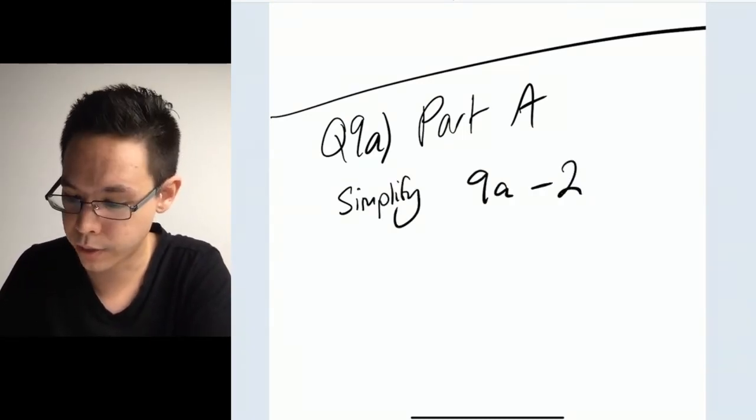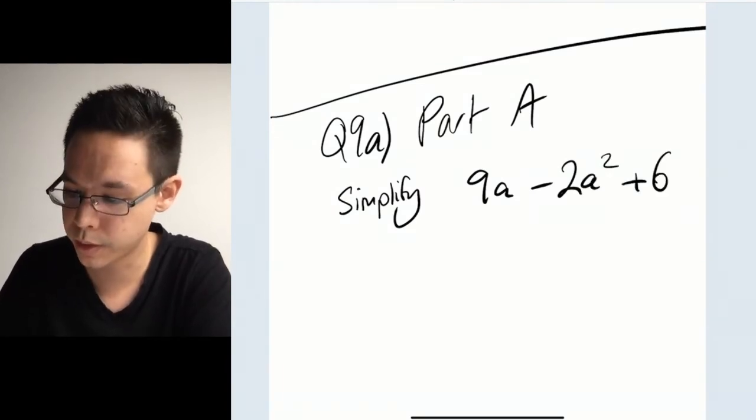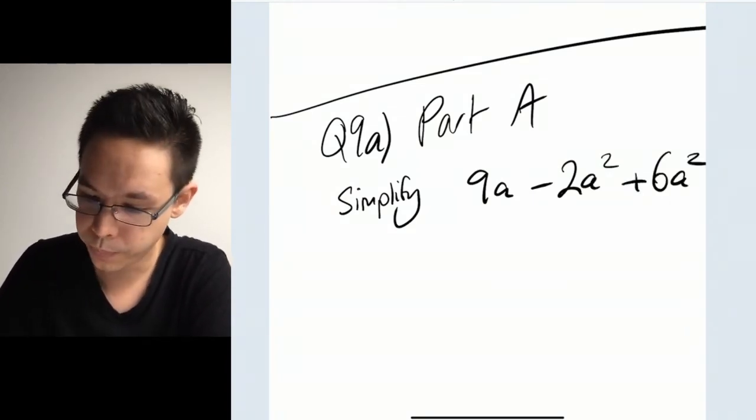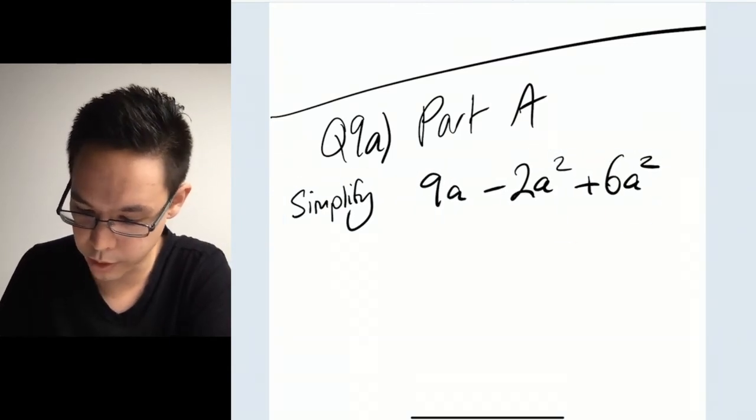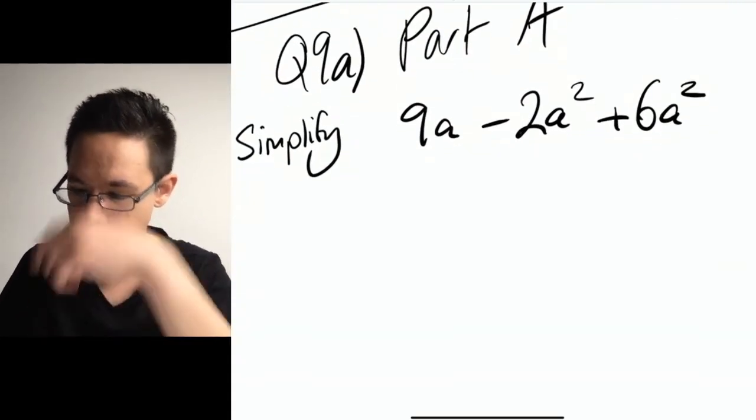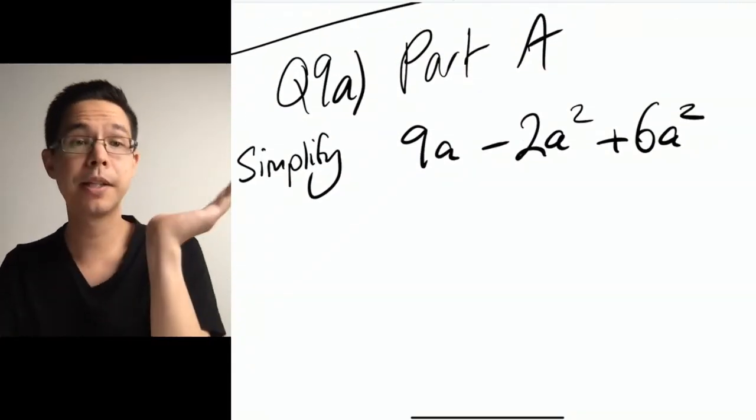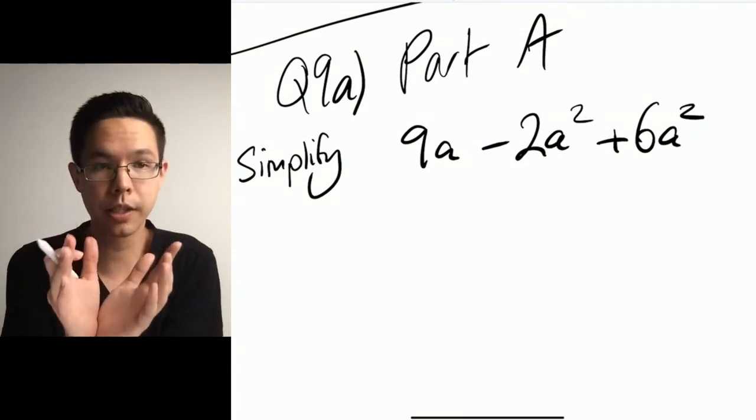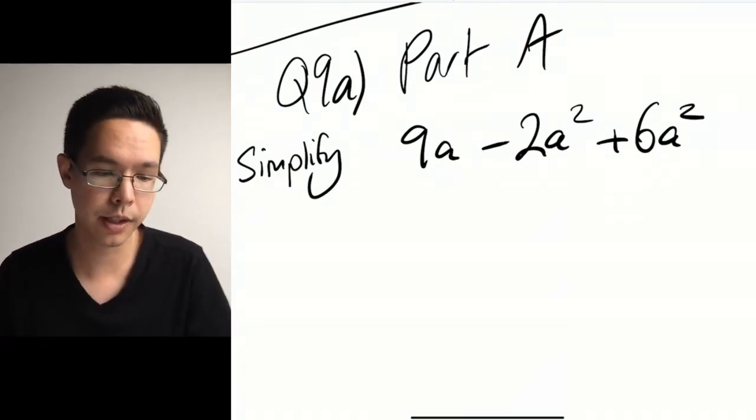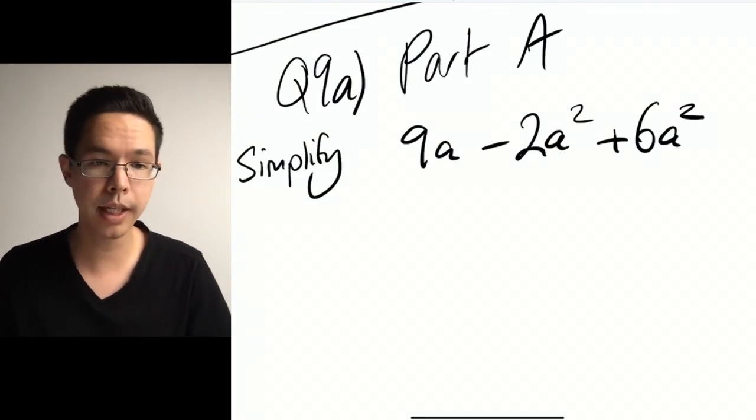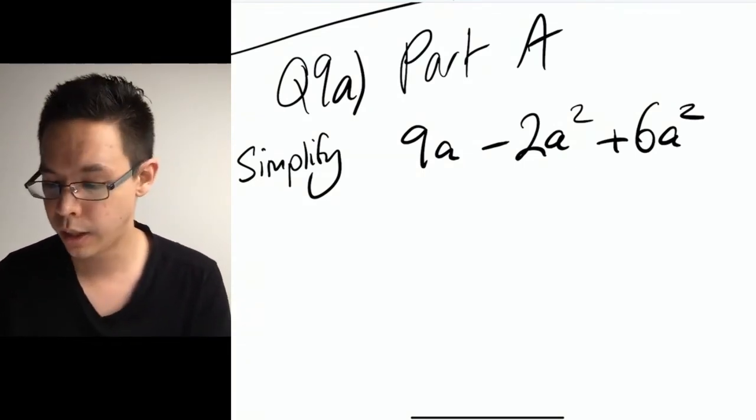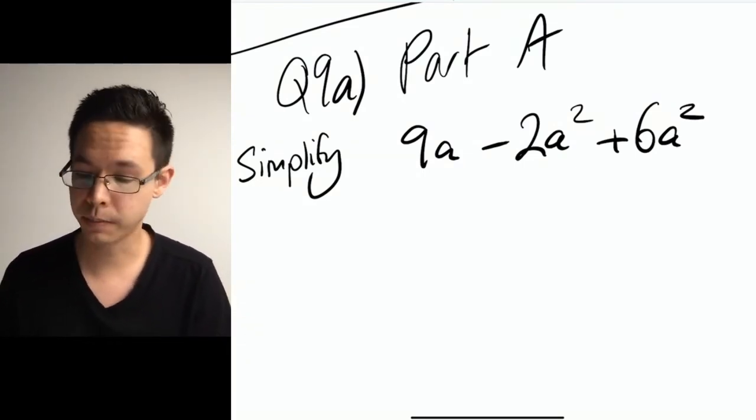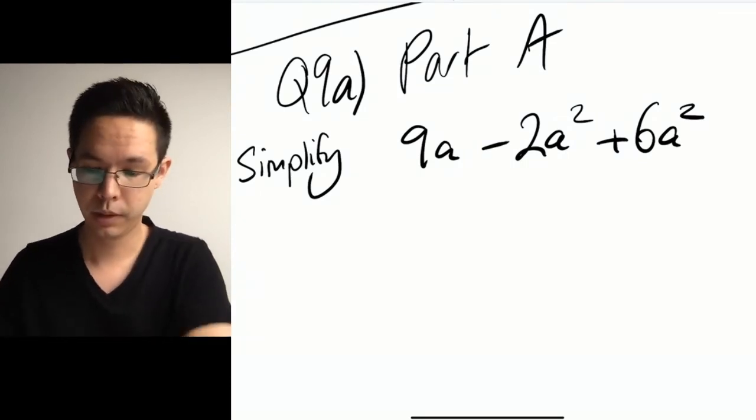9a - 2a² + 6a². So yeah, I did this one yesterday on the live stream, but essentially the idea is that simplifying means to make the answer concise, or to basically gather all the things together, calculate what you can and leave behind what you can't. Basically make the thing look nicer, make the thing look smaller as a result.